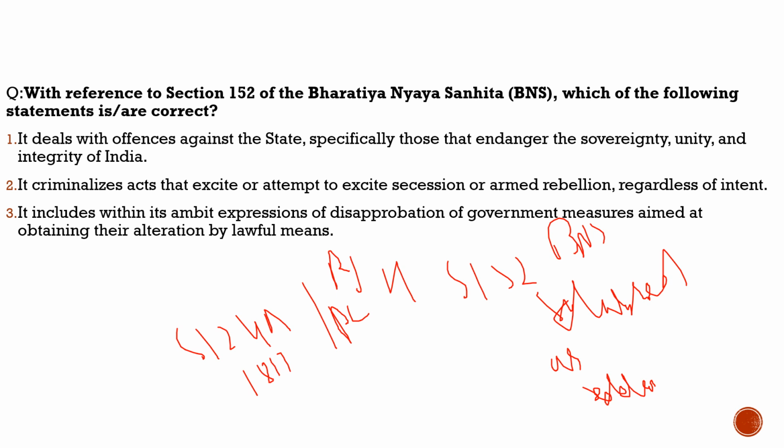So what does it say? It used to say, as it has been removed since we replaced IPC with BNS, that sedition is an offense under which any person brings or attempts to bring into hatred or contempt, insults the government, talks badly against the government, or excites or attempts to excite disaffection towards the government established by law. Once the government is established by law, if any person tries to bring hatred or contempt or excites disaffection towards the government, he would be framed under sedition and punished, and the punishment would vary from 3 years to whatever that may be.